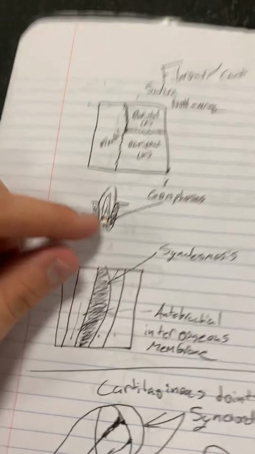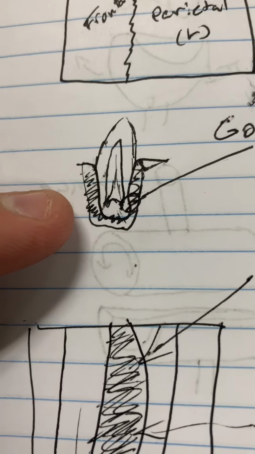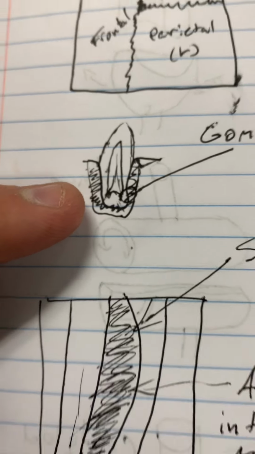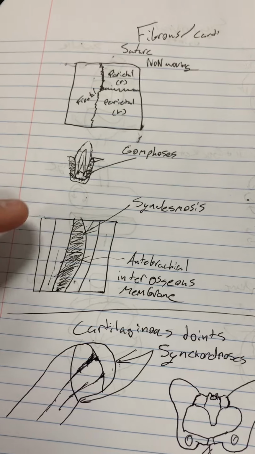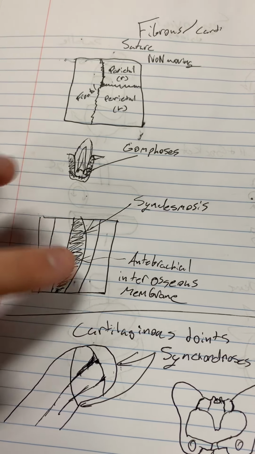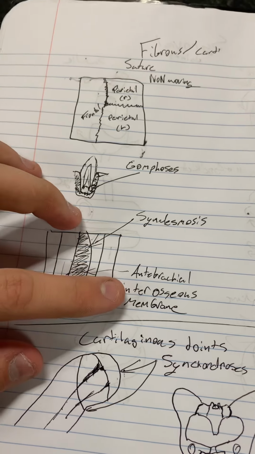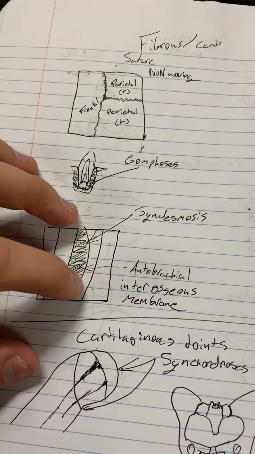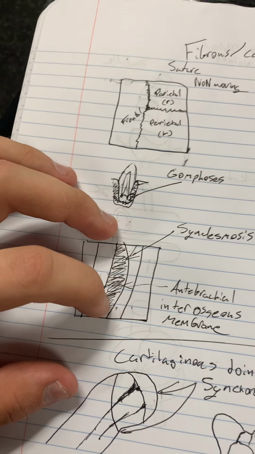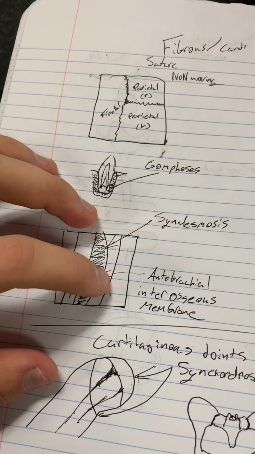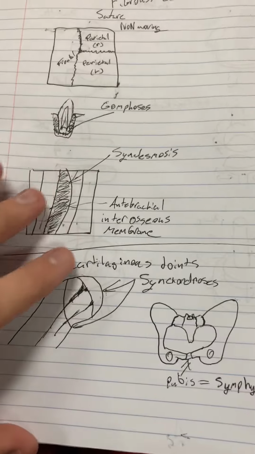Now, your gomphoses is basically the fusing of the tooth into the underlying gum layer. And then your syndesmosis, this specifically is an antebrachial interosseous membrane. But basically this membrane would stretch in between 2 bones, and they are connected but immovable.